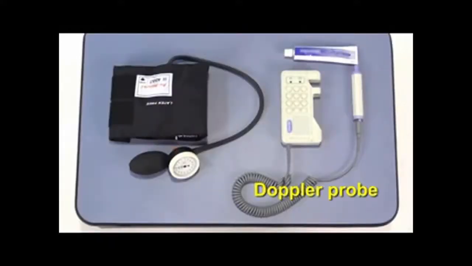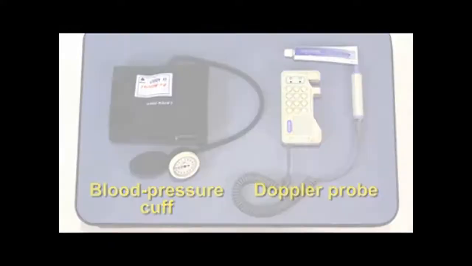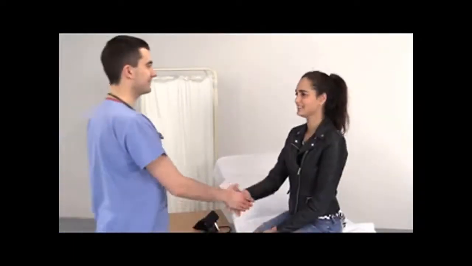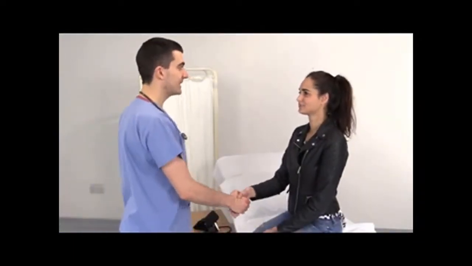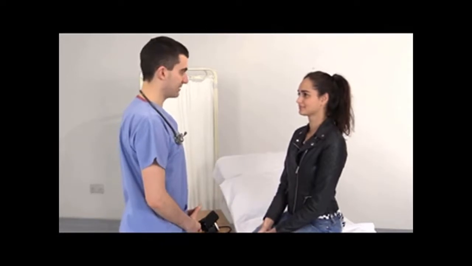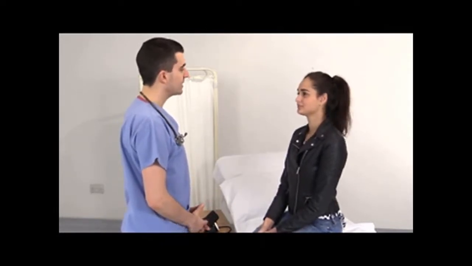A Doppler probe and a blood pressure cuff should be available. Introduce yourself to the patient and obtain consent for the examination. Ask the patient how he or she is feeling and if there is any pain or tenderness. Next, ask the patient to remove his or her clothes to expose the lower limbs completely. You should remove any bandages or wraps.